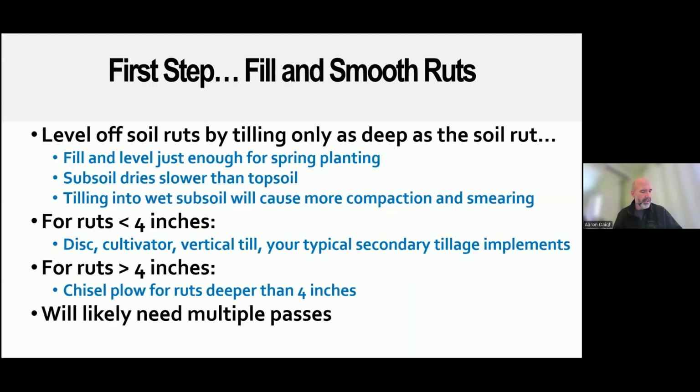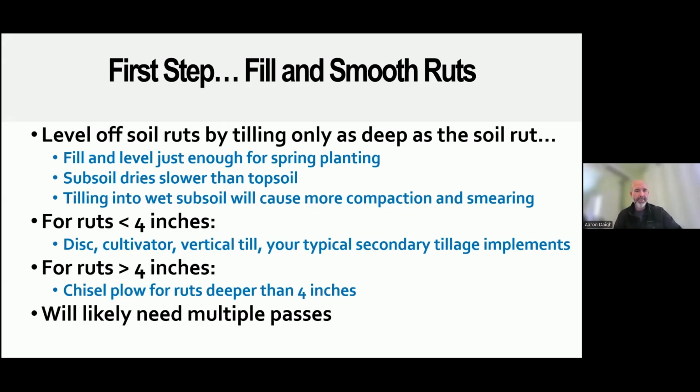When this compaction happens, one of the first steps that I usually recommend to folks is to fill and smooth out the ruts, because you've got to get another crop in there, and you can't plant into 4, 6 inch deep ruts. You just can't do it. So fill and level the ruts just for the spring planting. Subsoil dries slower than topsoil, so unless it dries out quite a bit, avoid trying to mechanically go after the subsoil compaction. It's probably just not going to be a viable thing to go after the next year.